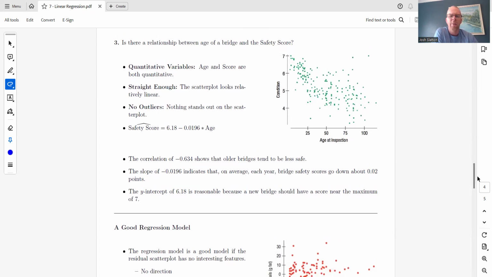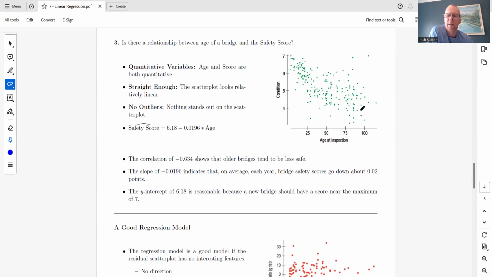So let's look at some of these, and we'll talk about the conditions in this case, plus some more interpretation that we talked about a little in the last video. So we have the age of a bridge and the safety score. Obviously, age is a quantitative variable, at least most of the time it's considered that. And then condition, that's some kind of rating scale, so that's going to be quantitative as well.